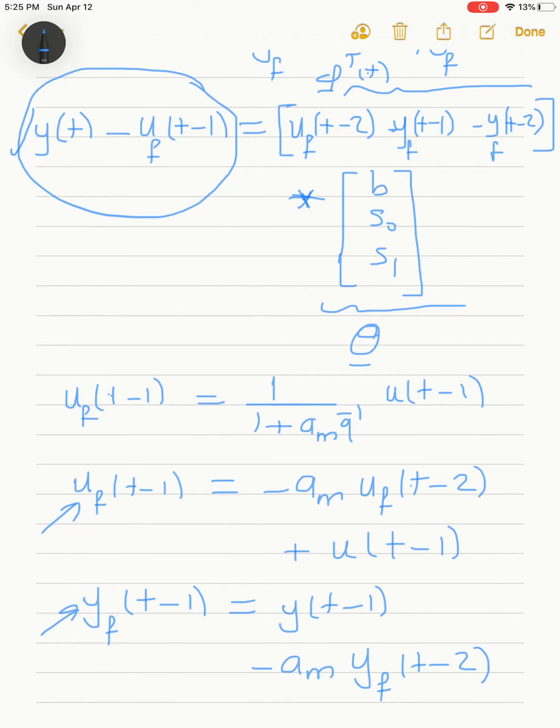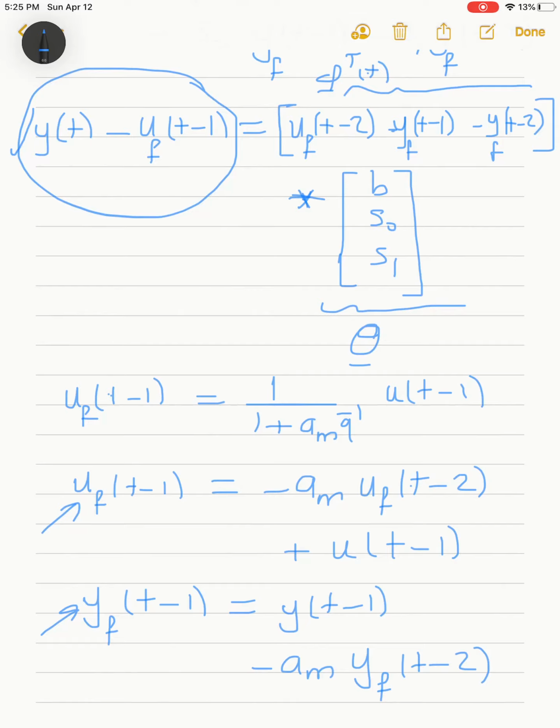So if we substitute then in the expression for the control law, we get (q plus the estimate of b), this is the R polynomial, times u of t, equals bm times q, this is the T polynomial, times the set point, minus (the estimate of s0 q plus s1) times y of t.